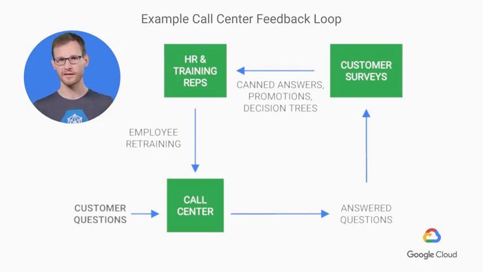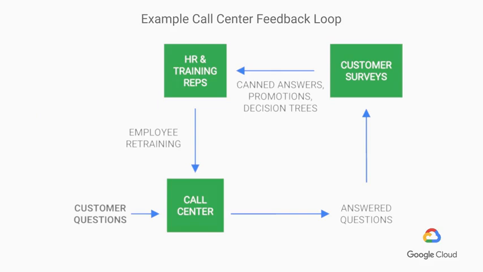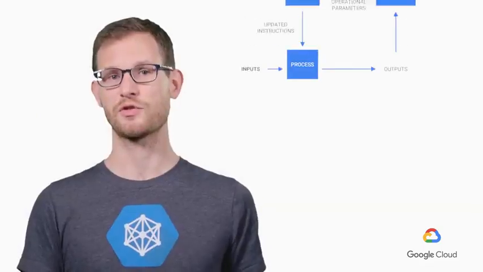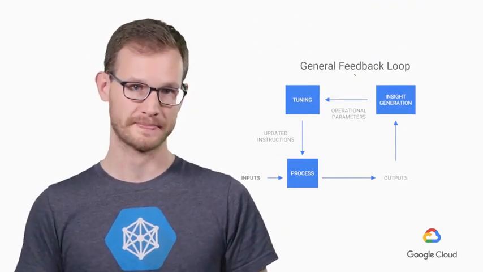Or they email you. And what they do, if you actually answer the surveys, is they take all those answers and they extract new insights from them. They get new canned answers, new product promotions, or decision trees on how to handle future calls. And then those new insights get fed into HR or training reference manuals, and the employees are retrained, and those retrained employees may now go answer new customer questions. And this is a feedback loop that allows us to convert operational expertise into better future outcomes.